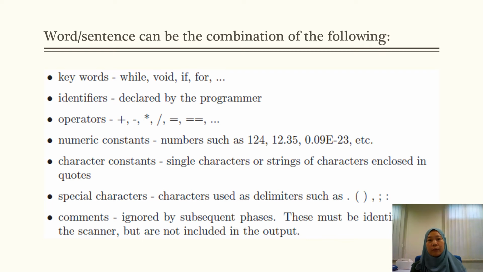Numeric constants, we have 1, 2, 3, 12.35, any numeric constants. Character constants, a single char or string enclosed with quotes. Sometimes we put a gender in char, female, male, so that is a character constant. Special characters, like a bracket, dollar sign, semicolon, colon, and also comments. Comments are ignored by subsequent phases, so they must be identified by the scanner, but as I said, they are not included in the output. So these are the categories of tokens that you can get from the high-level language.